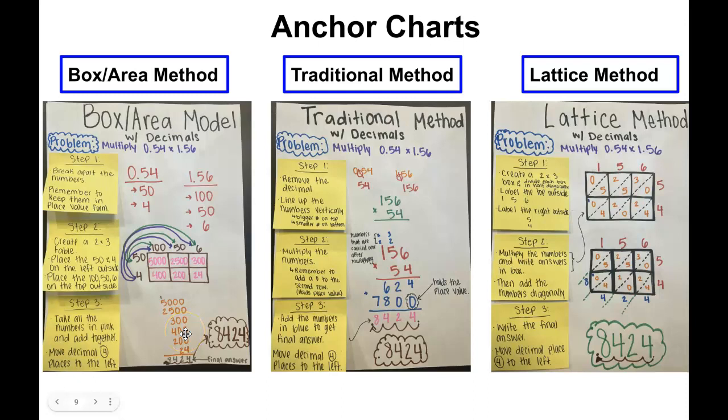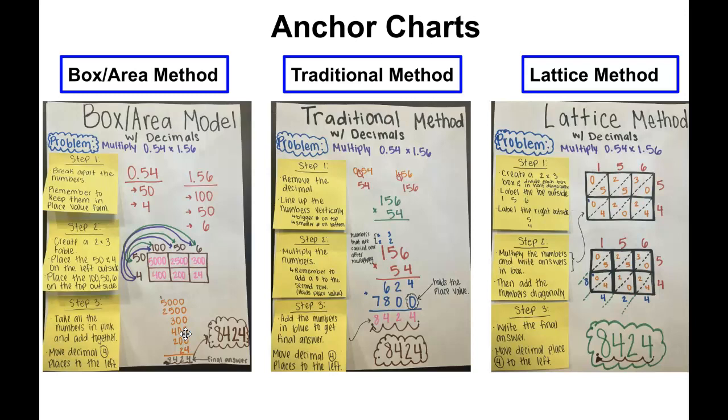I decided to do the multiplication for the anchor charts, and I decided to use the box area method, the traditional method, and the lattice method. So I'll start with the box area model with decimals. The problem was to multiply 0.54 times 1.56. So I broke this up into 3 different steps.